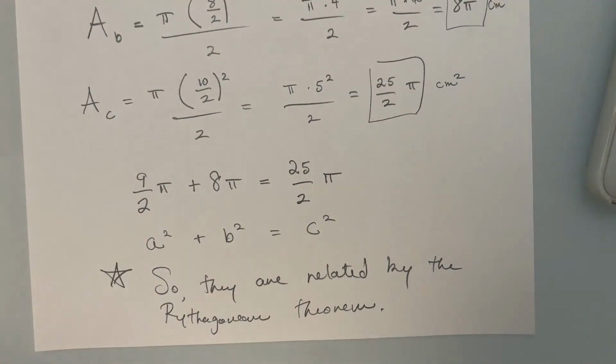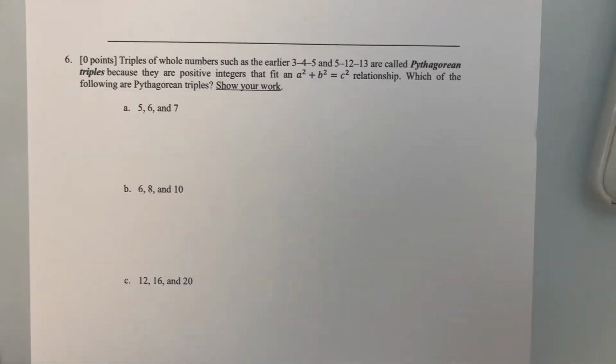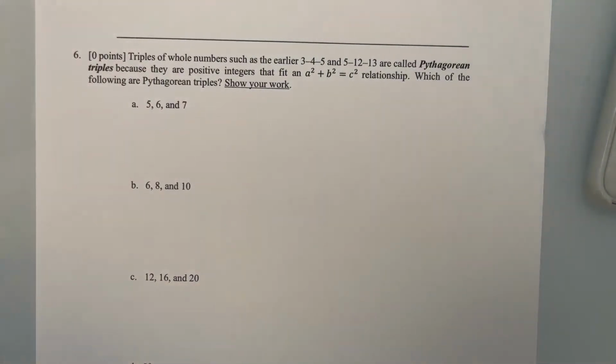All right. Let's get to number 6. It says triples of whole numbers such as the earlier 3, 4, 5 and 5, 12, 13 are called Pythagorean triples because they are positive integers that fit an a squared plus b squared equals c squared relationship. Which of the following are Pythagorean triples?